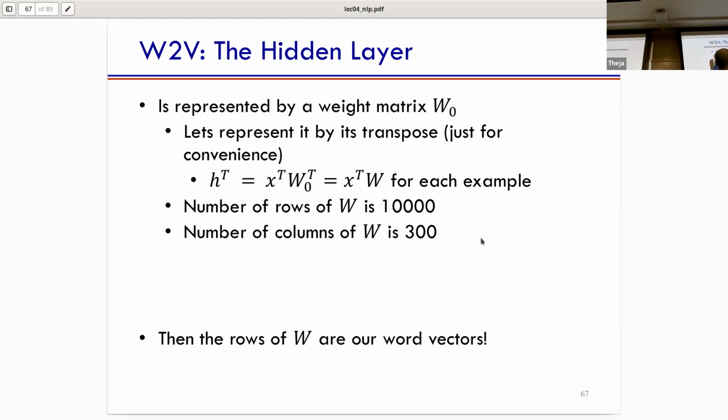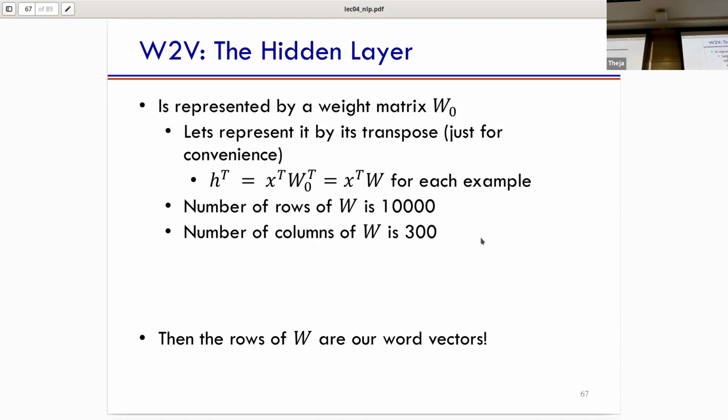So let's say the hidden layer. To obtain the hidden layer, there's a first weight matrix and potentially a bias. Let's say that weight matrix is W0. Given the one-hot encoded vector, you multiply it with this matrix, and you get the hidden vector, a 300-dimensional hidden vector.